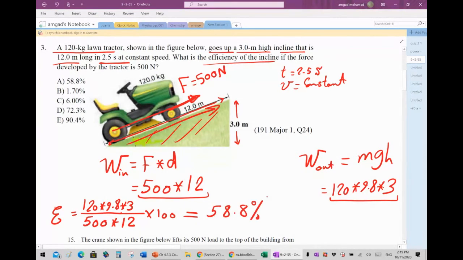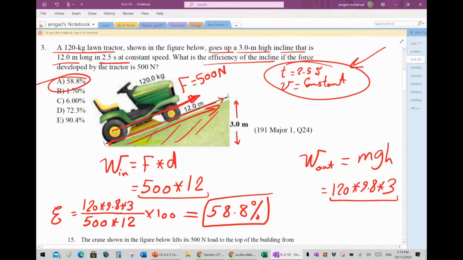58.8%. So this is the efficiency of the machine. Okay? Take care of something. I didn't use the information. I didn't use the time. But I might ask you another question.